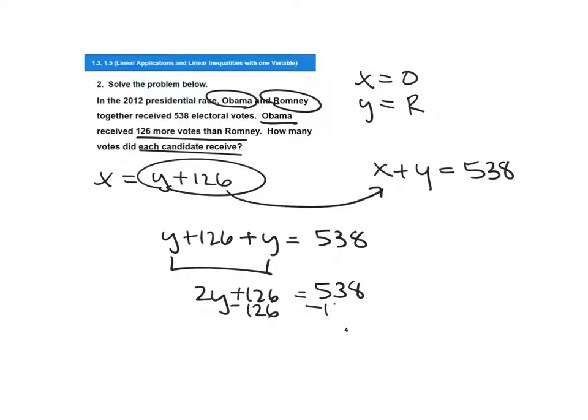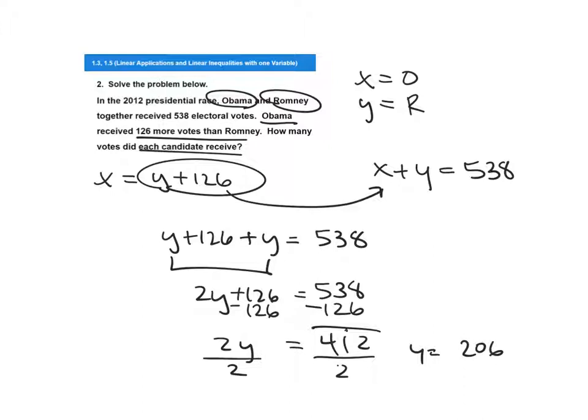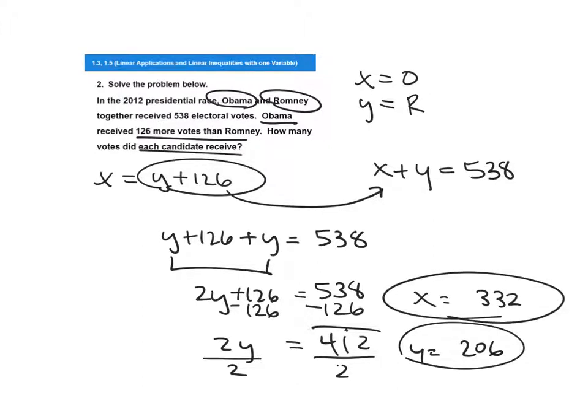Subtract 126, and you're going to get 412 equals 2Y. Divide both sides by 2. Y is 206. Who is Y? That's Romney. Add 126 to 206, and you're going to get 332, which would be for Obama. You add both of those together, and you're going to be at your total of 538.